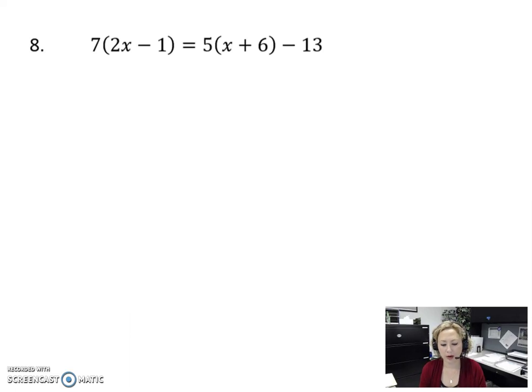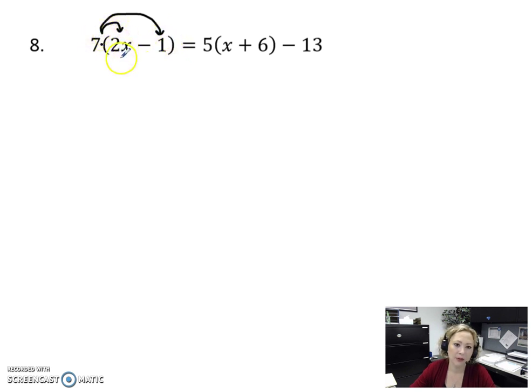Okay, in this problem we can see that we've got some simplifying to do on both sides. So on the left side of the equals sign, we need to distribute this 7. When you're doing the distributive property, be sure to consider the signs and to distribute through that entire set of parentheses. Since the 7 is right next to this open parenthesis, it's going to distribute to everything until we get to the closed side.